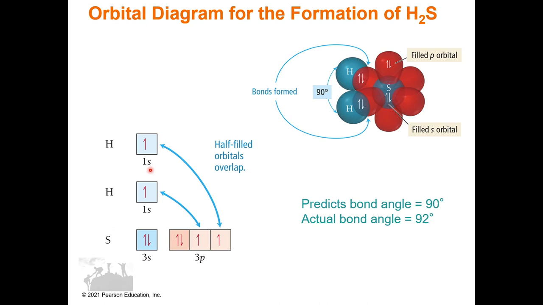We're only looking at the 1s orbital, and we see that they're half filled. Both of them are half filled. With sulfur, we have two orbitals that are half filled. So the 1s orbital from the hydrogen is going to overlap with one of the 3p orbitals from sulfur. And we could do that again, and that's how we can form H2S.